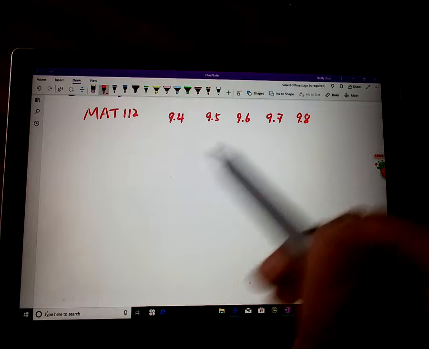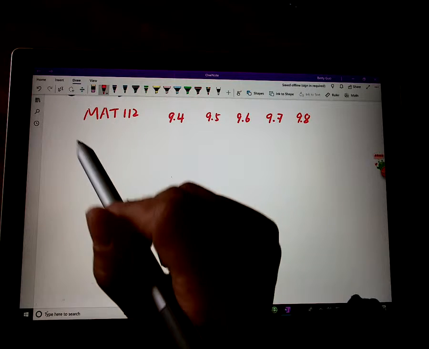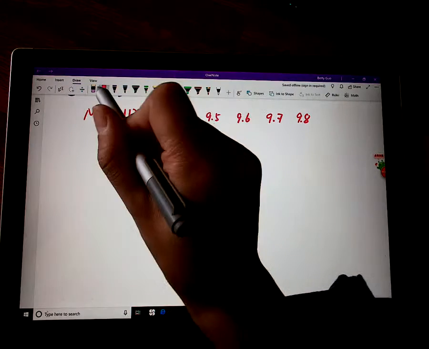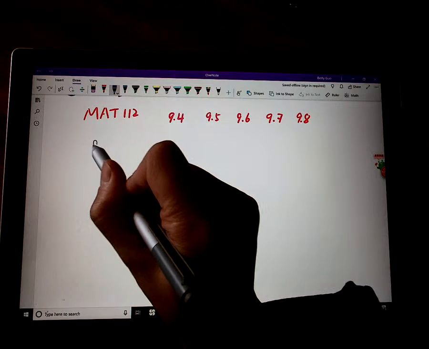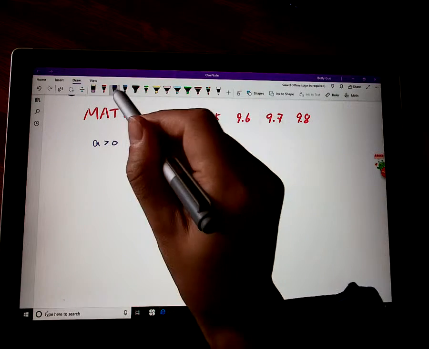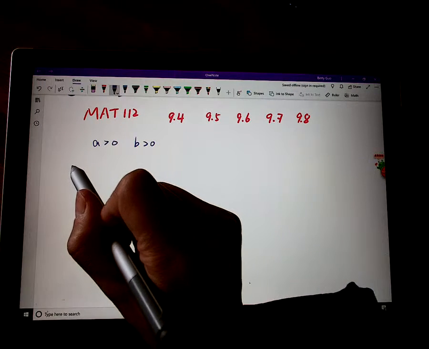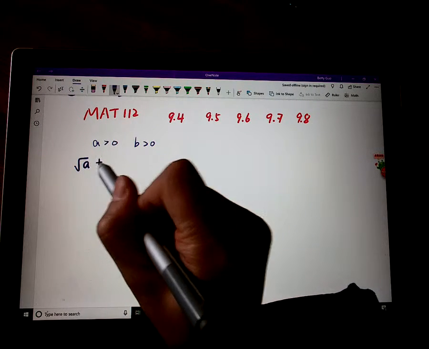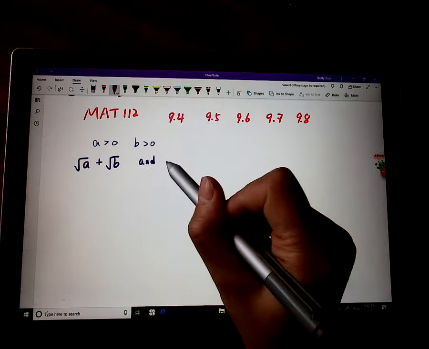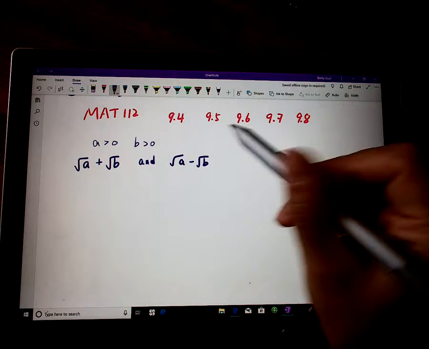Let's start from the definition of conjugates of radical expression. Let's say we have A positive and B also positive. Then we define square root of A plus square root of B and the square root of A minus square root of B as conjugates.